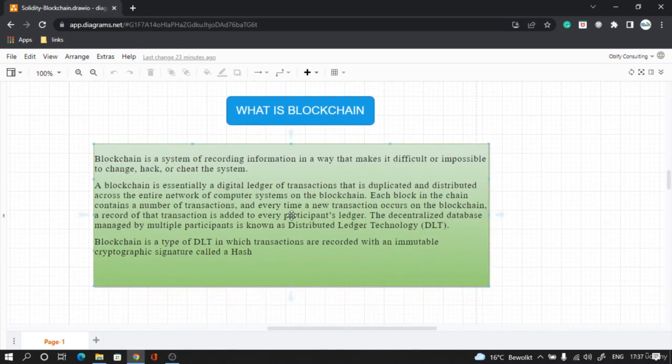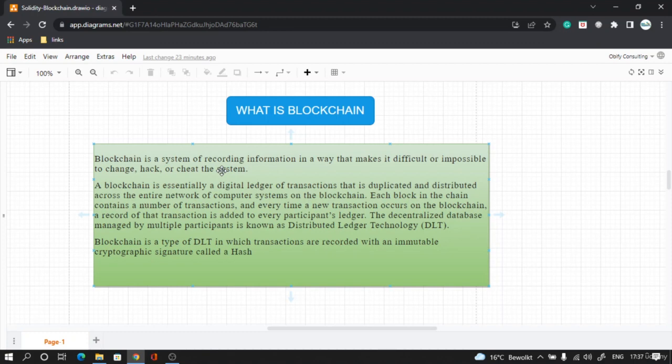So what is blockchain? Blockchain is a system of recording information in such a way that it makes it difficult or impossible to change the data, hack the data, or cheat the system. So this line speaks for itself.